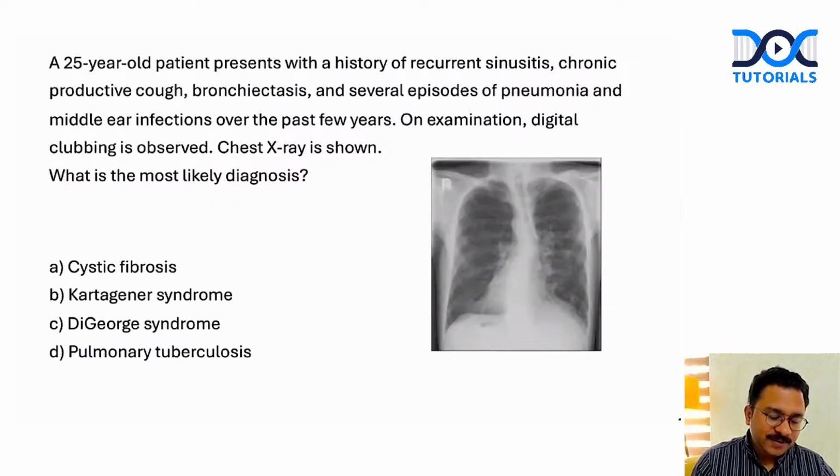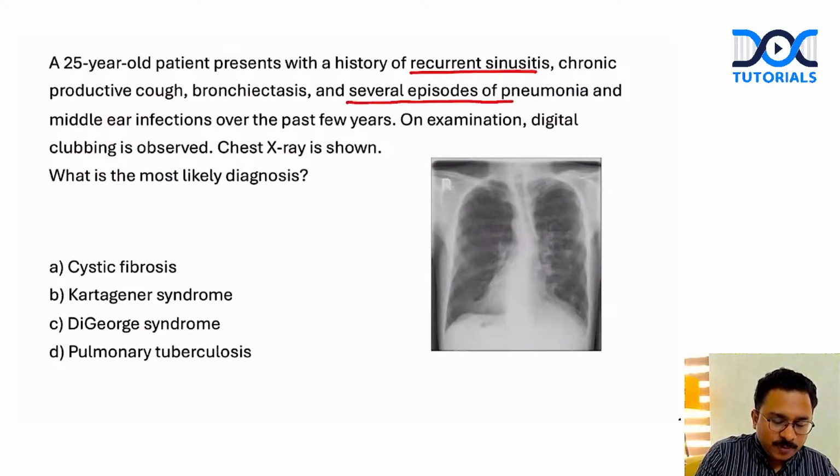A 25-year-old patient with history of recurrent sinusitis, chronic productive cough, bronchiectasis, and several episodes of pneumonia and middle ear infection over the past few years. On examination, digital clubbing is observed and chest X-ray is shown. So you can see there is a history of recurrent sinusitis. Okay, several episodes of pneumonia. So when you have got recurrent infections, bronchiectasis.